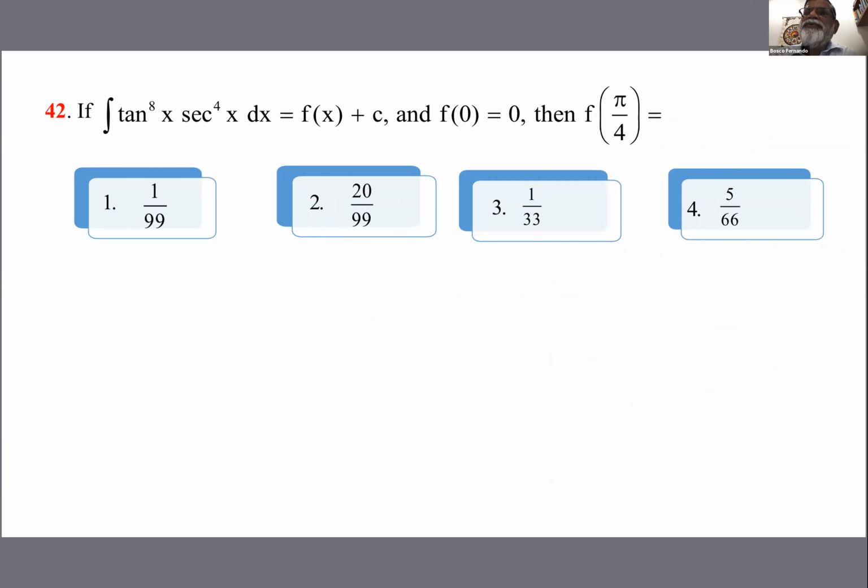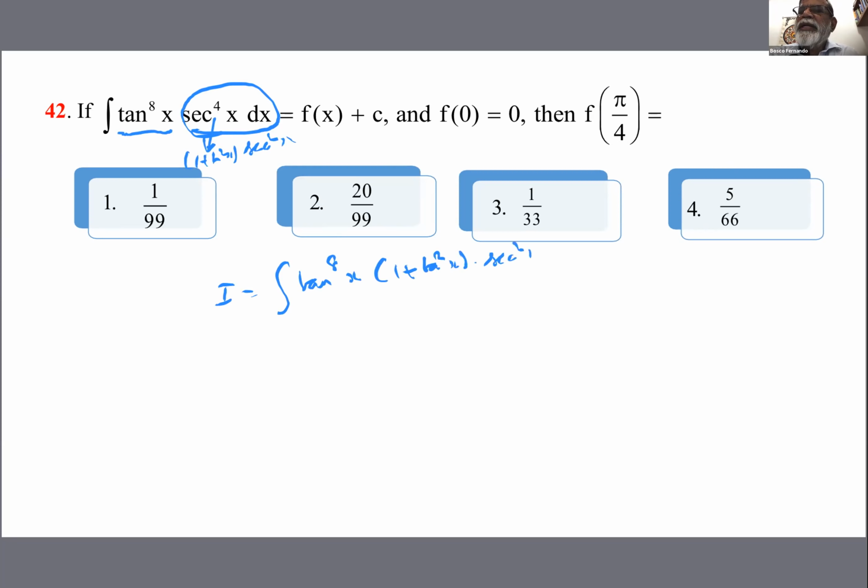So integral of tan to the power 8x. The derivative of tan x is secant squared x. So secant squared x you write as 1 plus tan squared x. So I will be integral tan to the power 8x into 1 plus tan squared x into secant squared x dx.